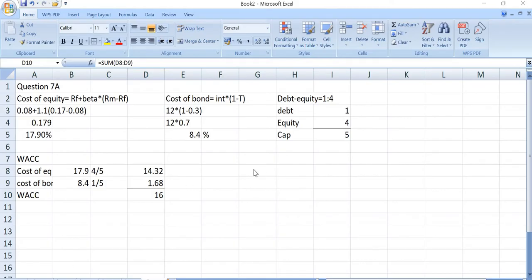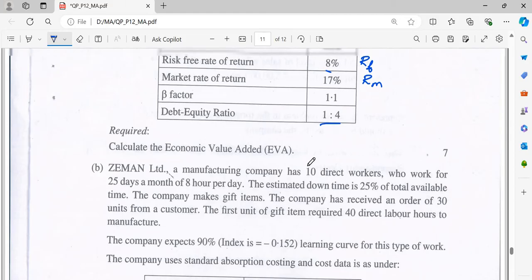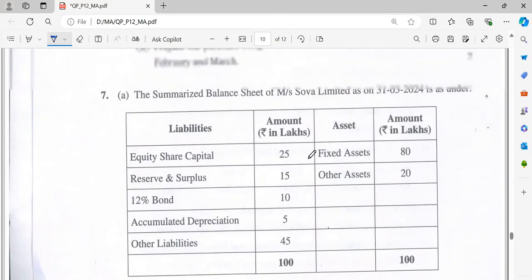What is the formula for EVA? The formula for EVA is NOPAT, and we need to reduce it by the cost of capital employed. So we need to calculate cost of capital employed. How can we calculate the cost of capital employed formula?